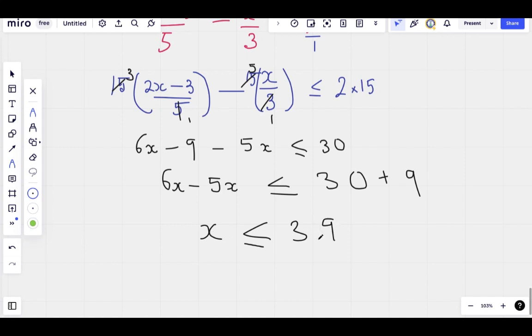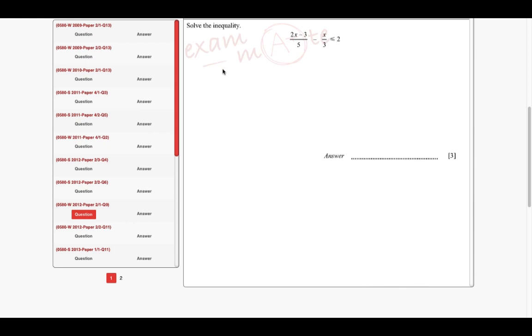So this is it for this inequality. The integers are from 0 to 39, all the whole numbers, the positive integers. But this question didn't ask for it, it just says solve. So x is less than or equal to 39. So that's that for that.